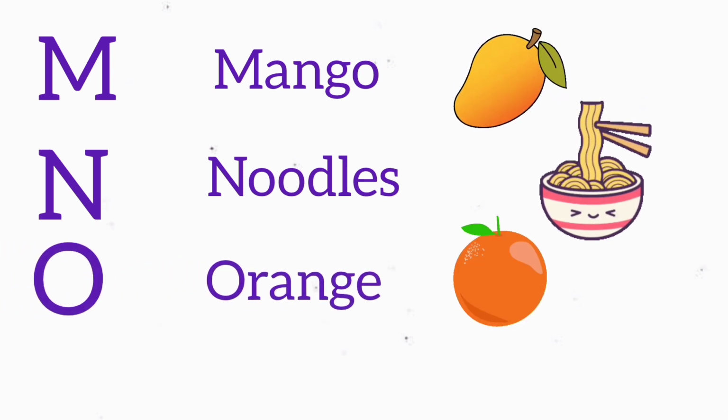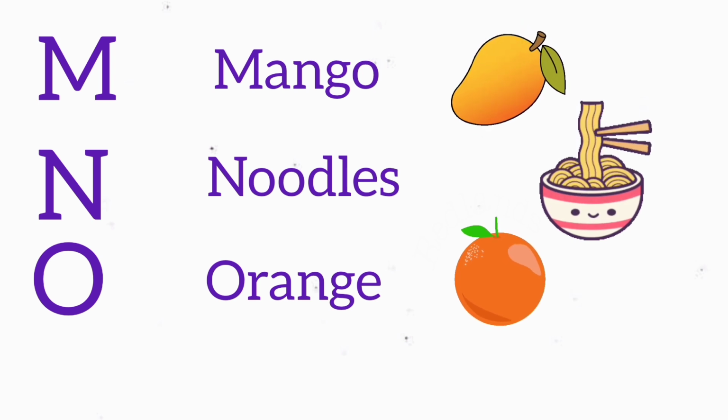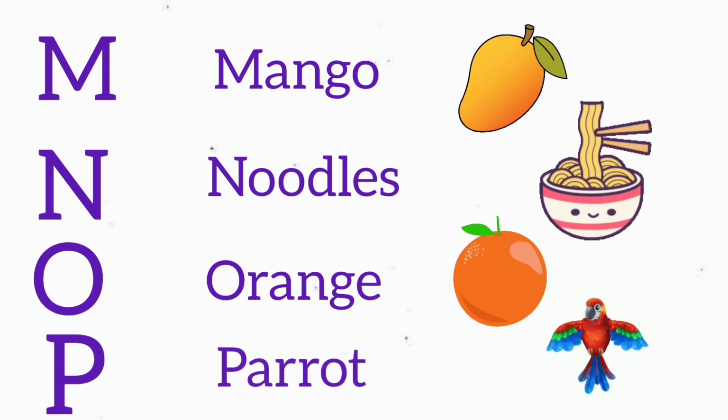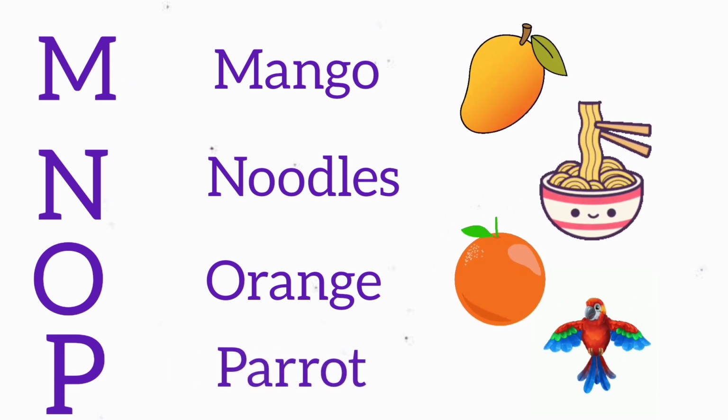O. O is for orange. O-R-A-N-G-E, orange. O, orange. P. P is for parrot. P-A-R-R-O-T, parrot. P, parrot. M is for mango.